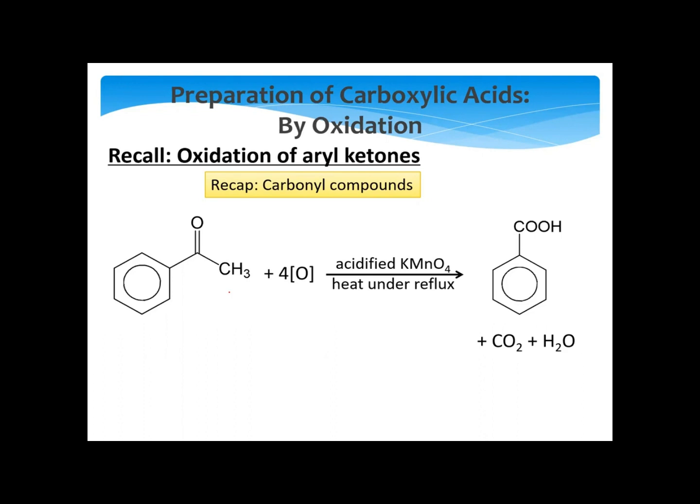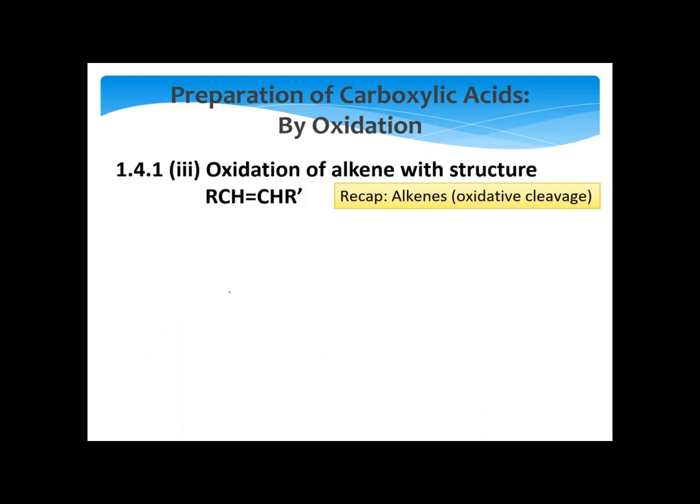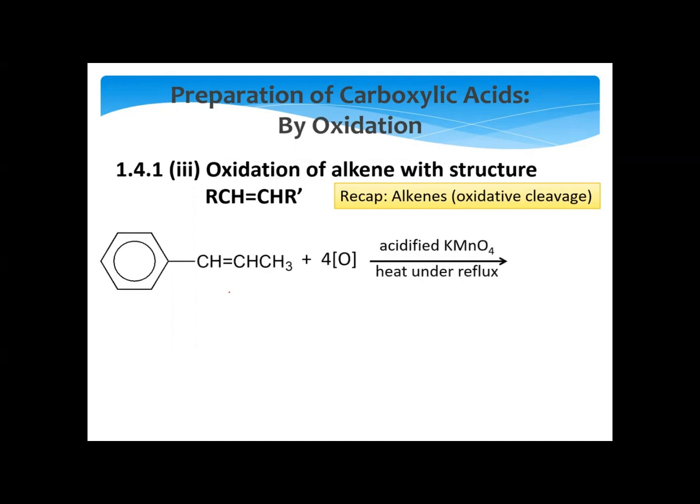And the last oxidation way to prepare carboxylic acid will be oxidizing alkene, with this particular structure over here. So the C=C double bond will break and you will get benzoic acid. And of course, in this case, CH3COOH. So you get two carboxylic acids with structure RCH=CHR'.